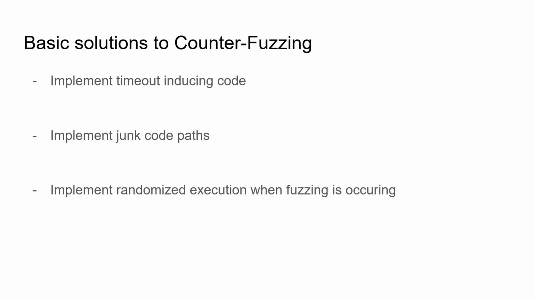So basic solutions to counter-fuzzing are implementing timeout-inducing code. For this class specifically, that was one of the goals, to implement timeout-inducing code. You could also implement junk code paths. This would mess with the code coverage the fuzzer finds. So it might find more code coverage in a junk path and continue to search down that junk path and waste time. You can also implement randomized execution when fuzzing is occurring, so certain things execute at certain times. Again, this would mess with the code coverage that the fuzzer sees is happening.